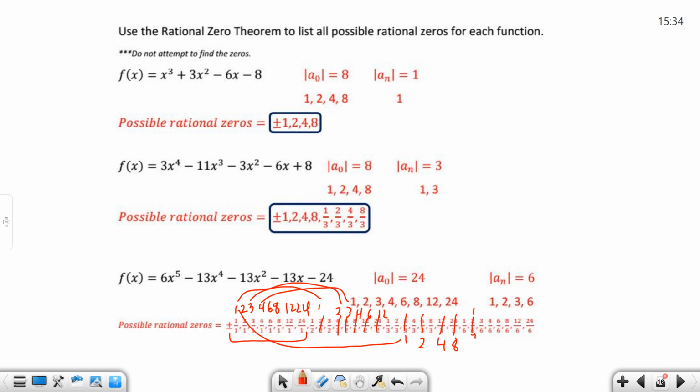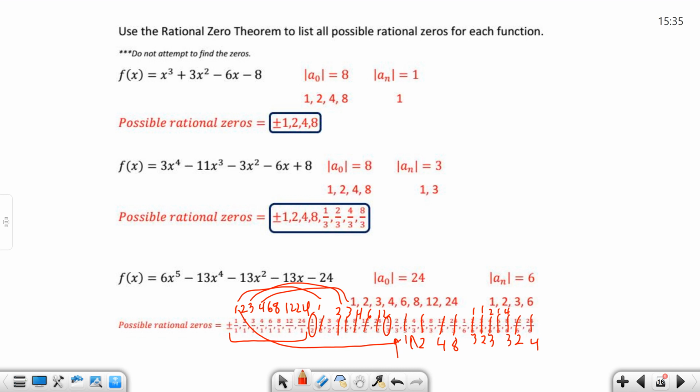1/6, that becomes 1/3. Guess what? I already have 1/3 right here, okay? 3/6 is 1/2. I already have a 1/2 over there somewhere, right here, okay? 4/6 is 2/3. Have it right here. 6 over 6 is 1. I already have it. This is going to be 4 over 3. I already had it right here. 12/6 is 2. Already have it, and that's 4. Already have it.